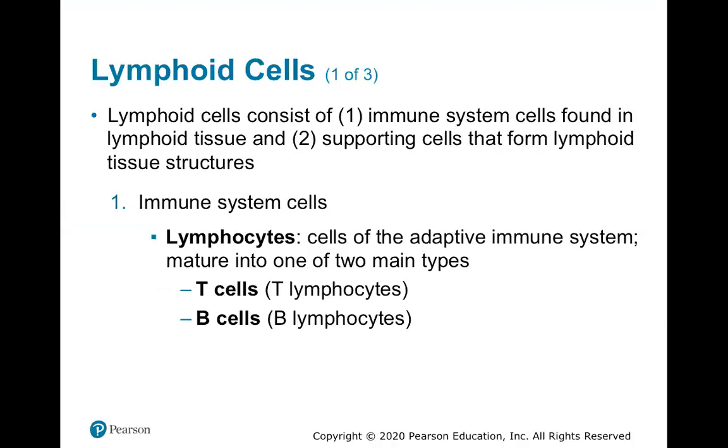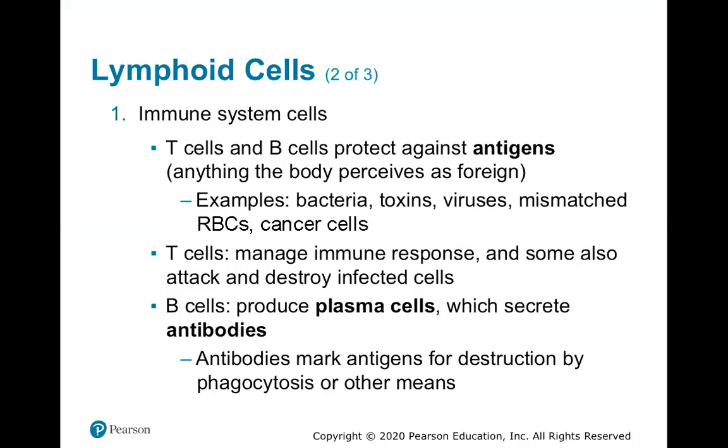So lymphoid cells. A lymphocyte is a big part of lymphoid cells, and that's a cell of the adaptive immune system, maturing into 1 of 2 types. You've got your T cells and you've got your B cells. So T cells manage immune response, and some also attack and destroy infected cells. The B cells produce plasma cells, which secrete antibodies. Antibodies mark antigens for destruction.